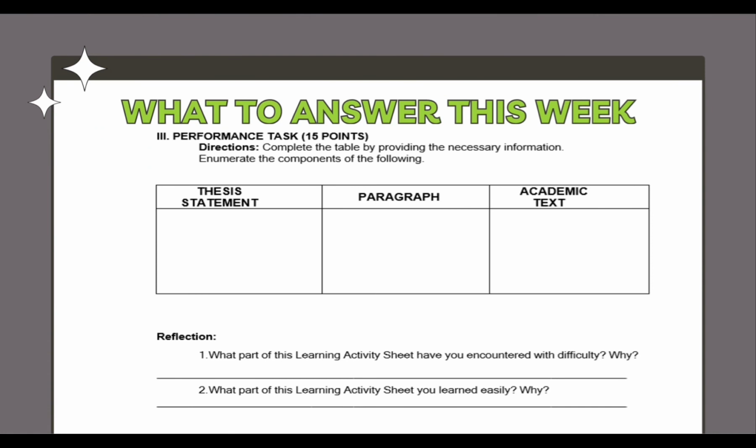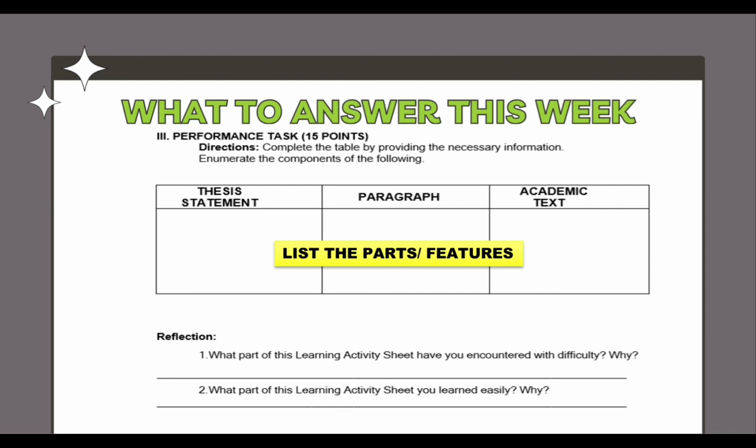And the performance task seems difficult, I mean. However, it's very simple. All you have to do is to enumerate the components of the following, meaning all you have to do is list the parts or features. So in the first column, list or enumerate the parts or features of a thesis statement. Check out the previous video that I have uploaded about it. Paragraph, so discuss or list the parts or features of a paragraph. And then the last column, list the parts or features of an academic text.